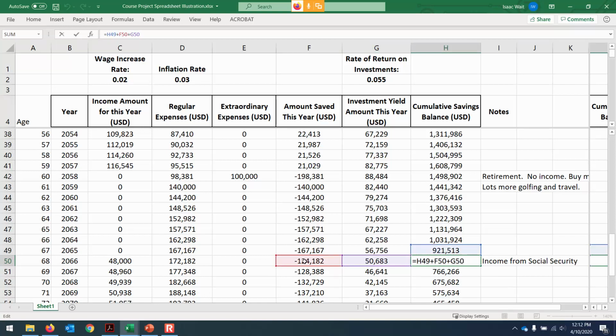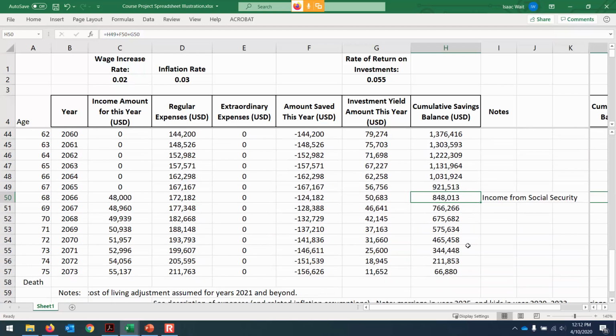plus you're adding in how much was saved, and it's a negative savings, which means you're spending more than you had income, and then the investment yield helps a little bit, but the net balance keeps decreasing. So then this person, if they died, their heirs would have $66,880. So that's just an illustration on the project.